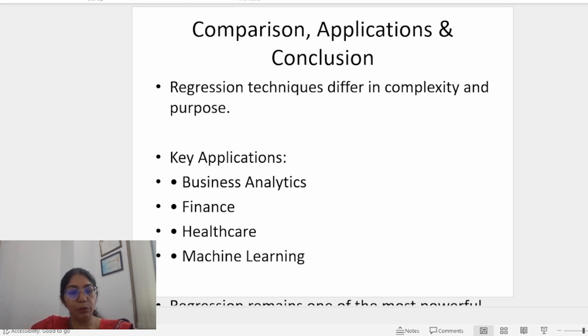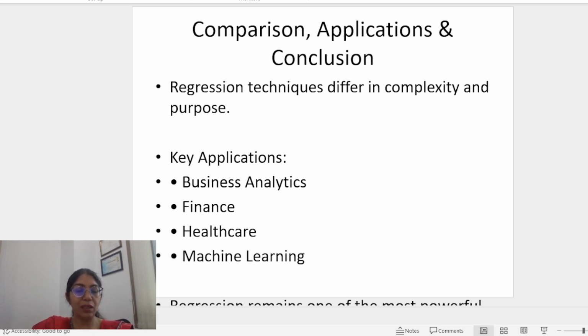So let us conclude by reviewing the key points discussed in this session. Regression is a powerful statistical technique used to model relationships and make predictions. Different regression methods are designed for different situations. Linear regression is suitable for simple linear relationships. Multiple regression handles multiple predictor variables. Polynomial regression is used for classification tasks. Ridge, lasso, and elastic net regression help improve model performance and reduce overfitting.